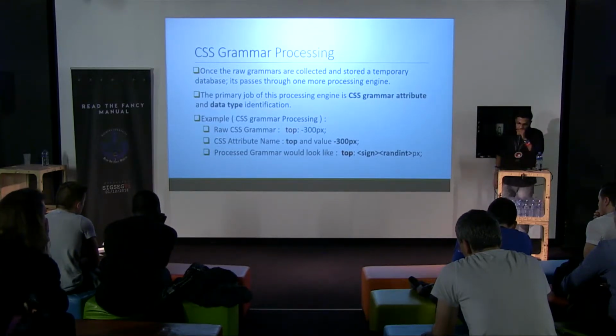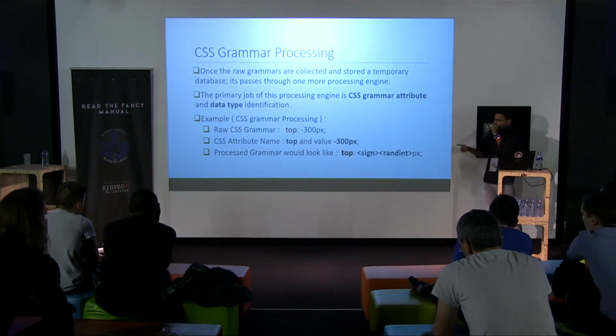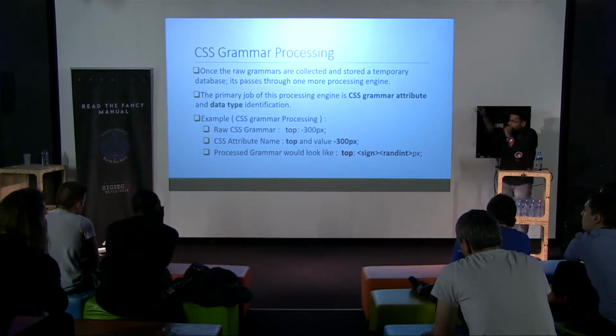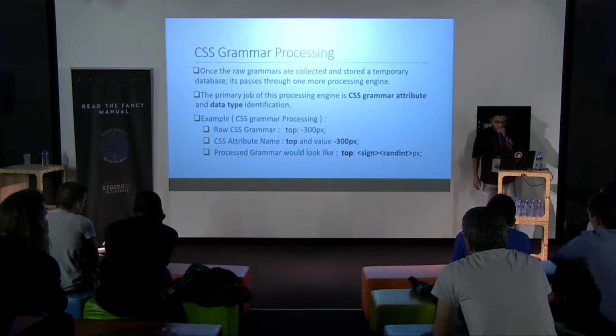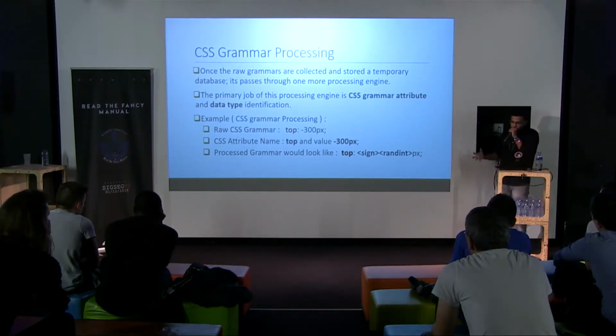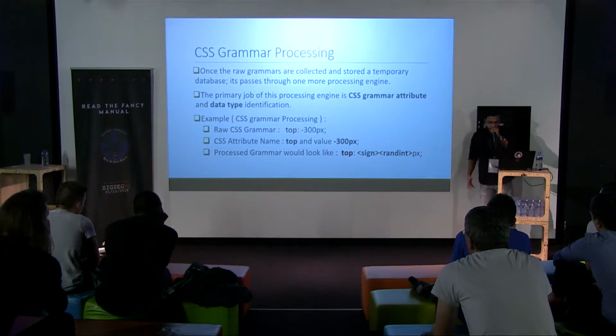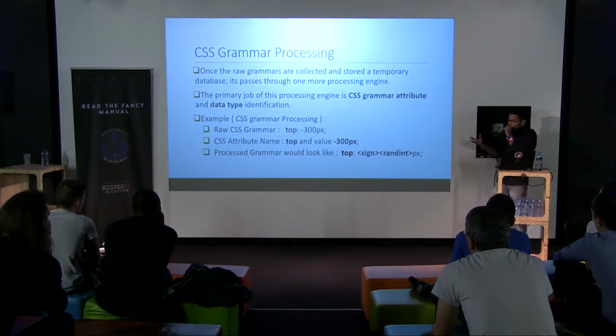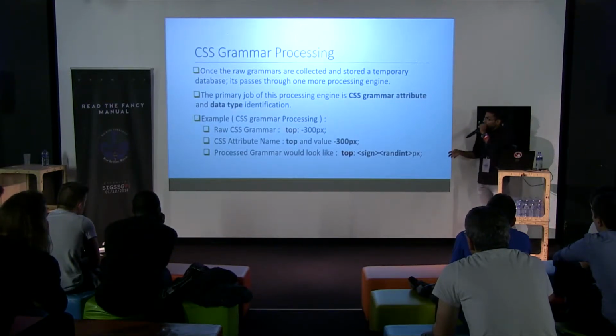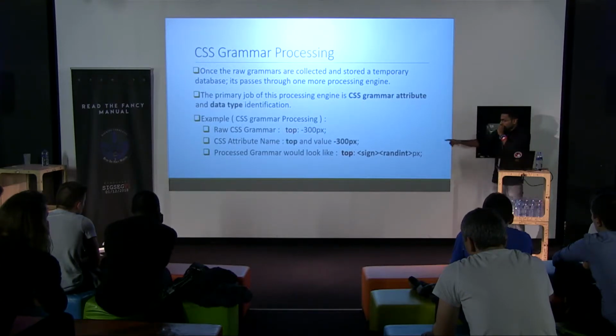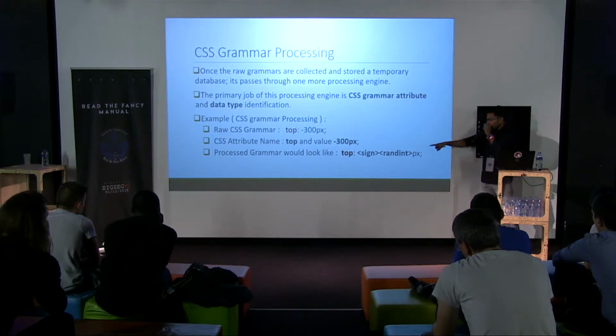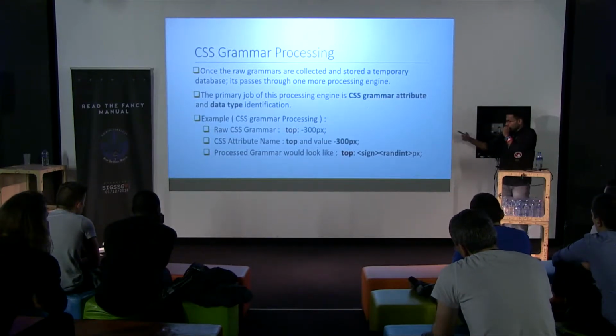As you can see here, for example, if we get something like top minus 300 px, the CSS attribute is top, and the value is minus 300 px. Once it passes through the CSS grammar processing engine, it identifies that the attribute name is top, and the value is minus 300 px. After the pattern recognition process, it gives us output something like this. The attribute will be top, and it will replace the sign with a token sign, so that our fuzzer can replace those later on for fuzzing.